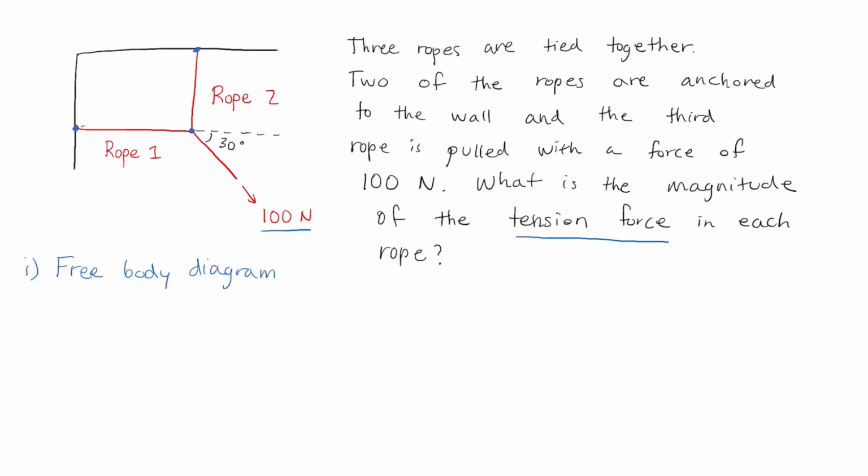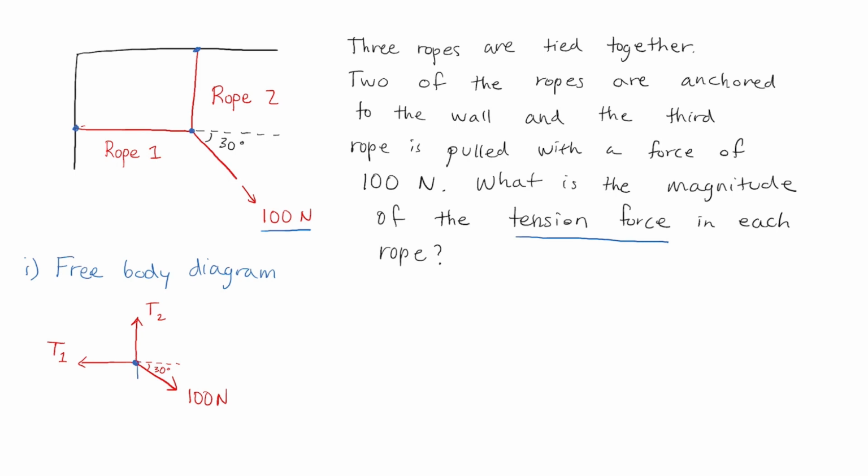Now, the first thing you want to do is draw a free body diagram. We will start by drawing a point, which represents the point where all the ropes are tied together. Then we will draw the tension forces T1 and T2, and we will draw the pulling force of 100 newtons. And notice this force is at an angle of 30 degrees below the x-axis.